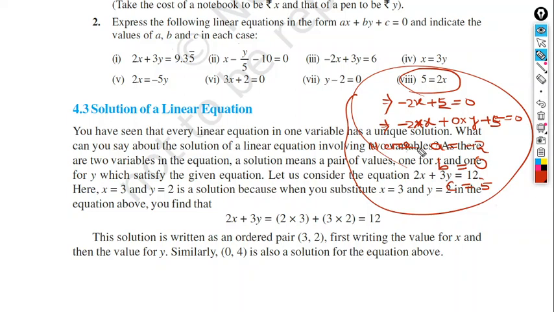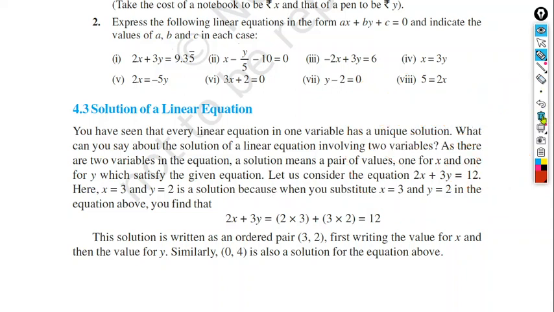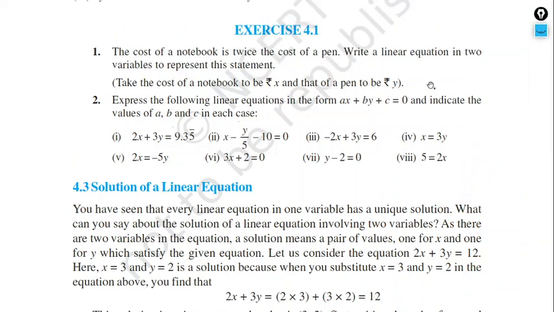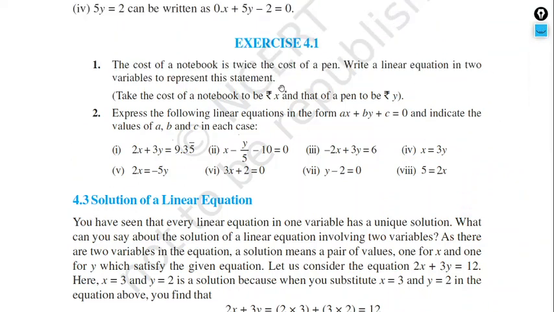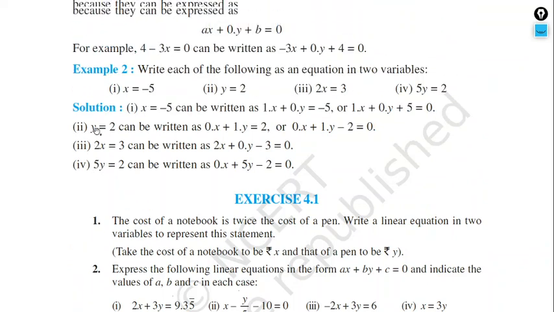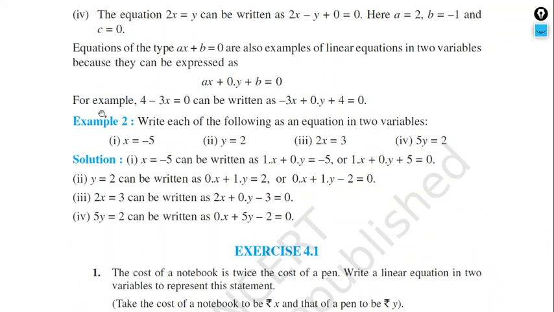Hence, we got the value of ABC, and also we have written the equation in the form of ax plus by plus c. So we have solved your exercise for point 1. In the next video, we will discuss exercise for point 2. Okay, so you try this exercise at your home, and also just try all these examples. And also you submit the copy in the group. Okay, thank you.